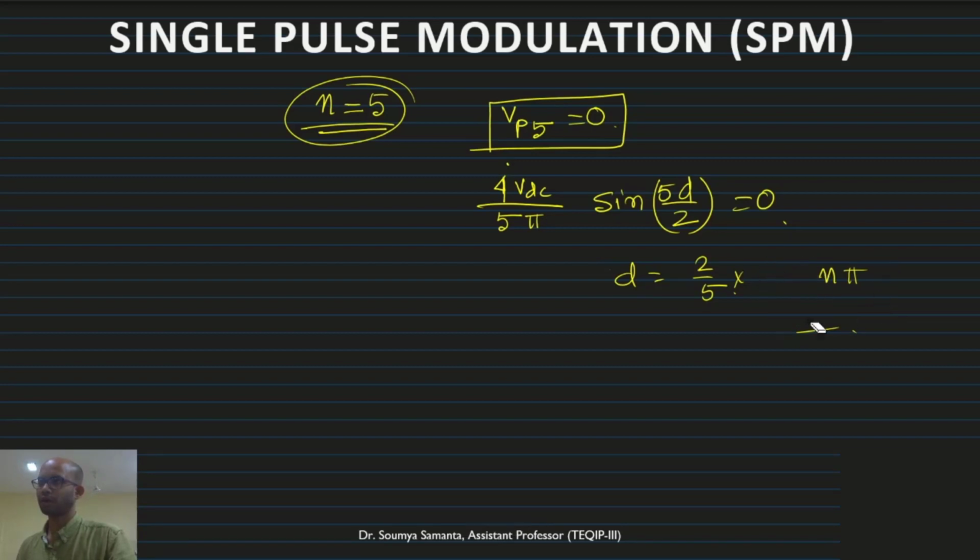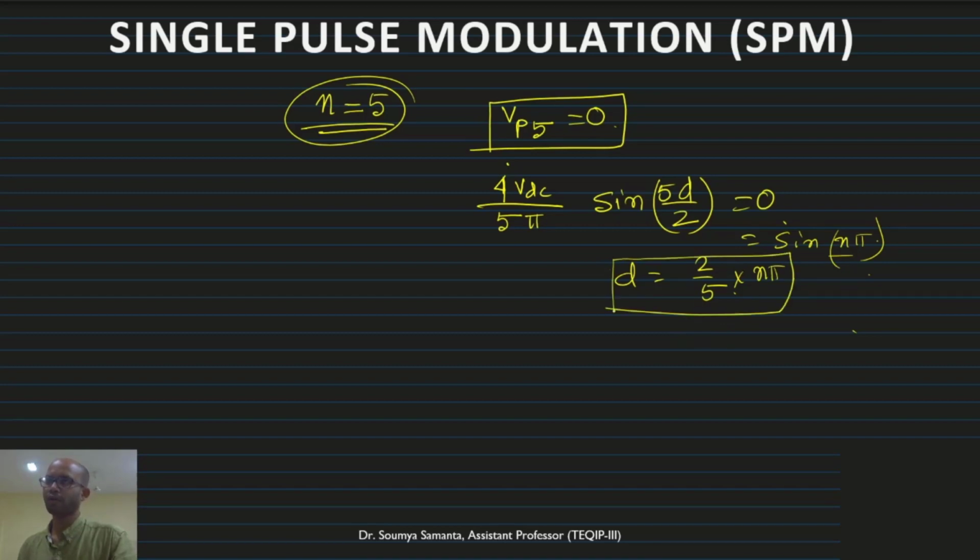This is equal to sine n pi, so the sine will be cancelled out, so it is n pi, and d equals 2n pi by 5. So if we can control the width of the pulse, then we can eliminate particular harmonics. This gives us the width of the pulse.